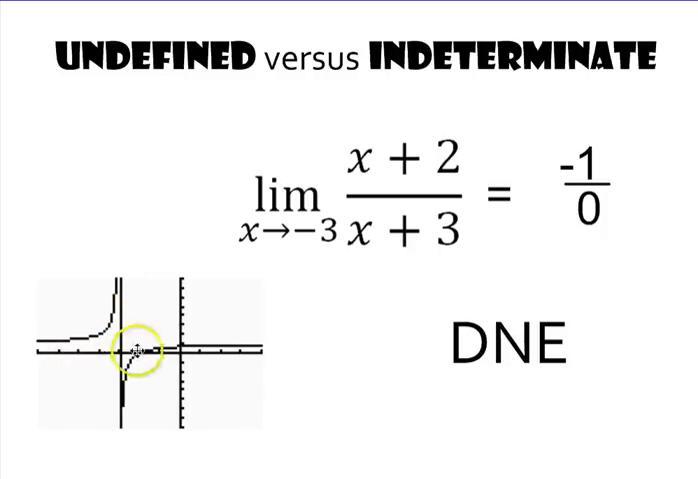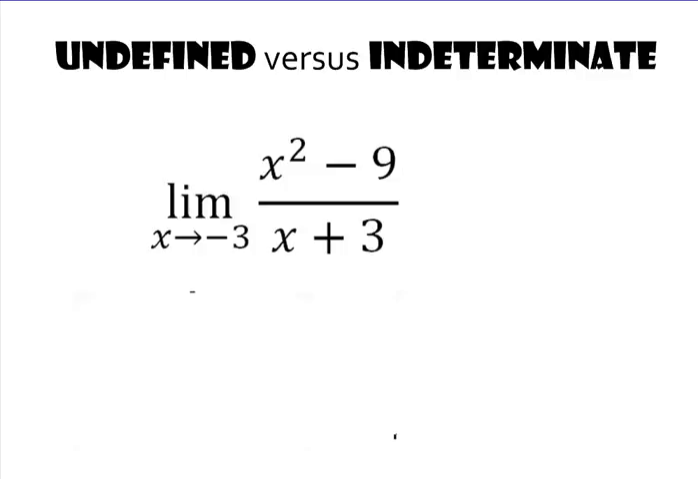And it also breaks the law of it's not doing the same thing coming from the left as it is coming from the right, because one's going to positive infinity and one's going to negative infinity. Some people might say that the answer does not exist because it's approaching negative infinity and positive infinity, but just saying the limit does not exist is enough in this case. Now let's look at another example.